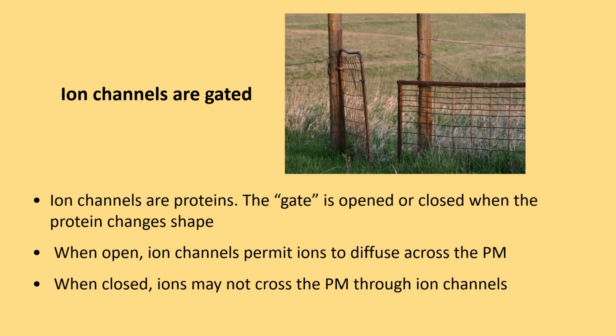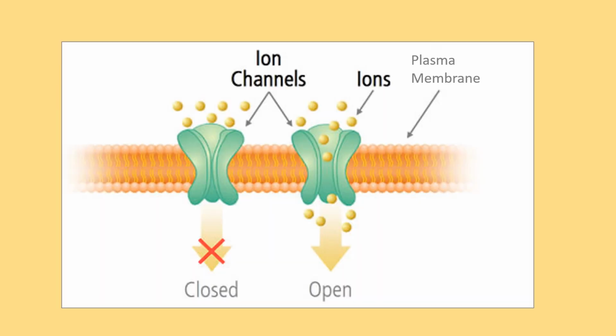So a fence has a gate. And so if you can think of an ion channel as having a gate that's open or closed, when the gate is open, it means that an ion can diffuse through it. And when the gate is closed, it means that it is impossible for an ion to pass through that ion channel. And so how is this achieved? How can this gate be opened or closed?